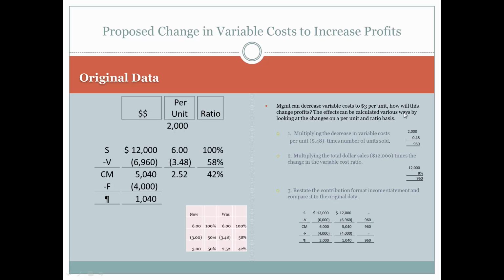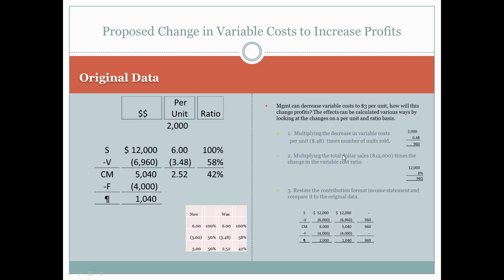The effects can be calculated various ways by looking at the changes on a per unit and the ratio basis. So we can multiply the decrease in variable cost. A decrease in cost means that money at 48 cents per unit is now available for profit, times the number of units sold. So we're going to sell 2,000 units just like we have in the past. We're going to multiply that by the 48 cents that we're going to save, and now we're going to have an additional $960 available to us in net income.